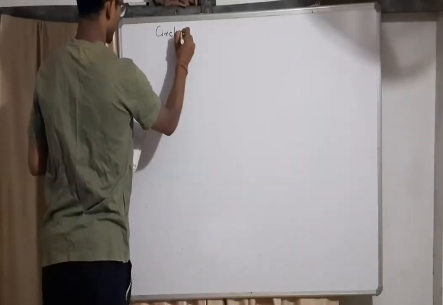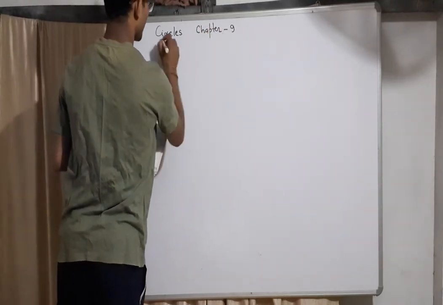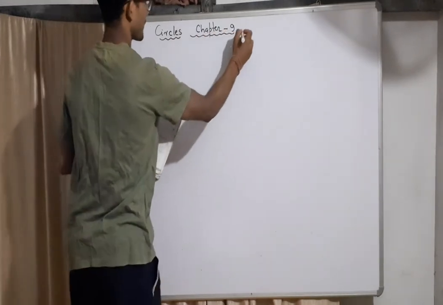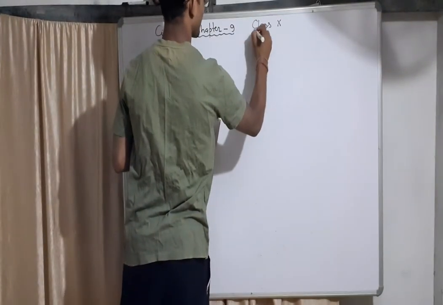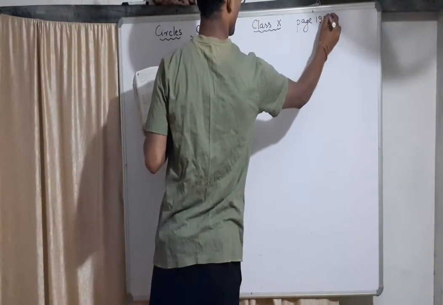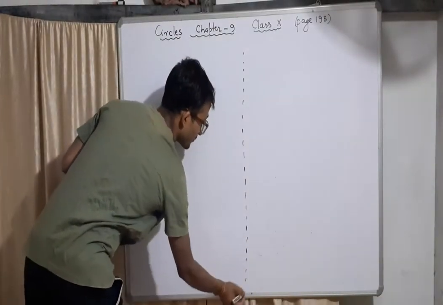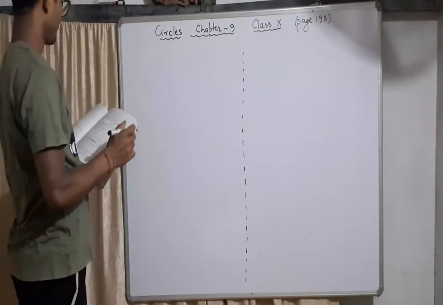Circles, chapter 9, for class 10. Okay, you have page number, we are at page number 193. This is page 193 of your textbook, page number 193. Okay, here it's a simple theorem. I think in class 9 also somewhere you must have come across this. It is like this.